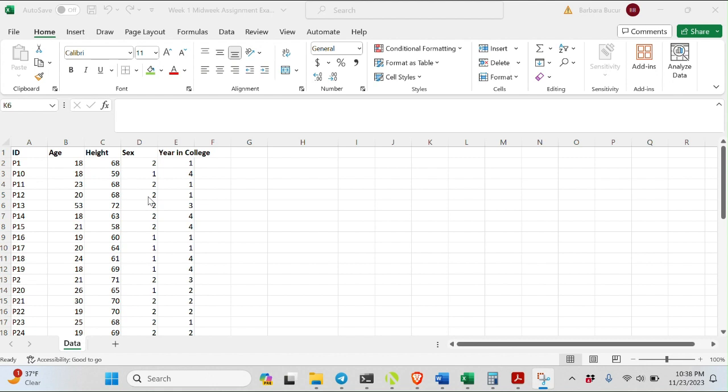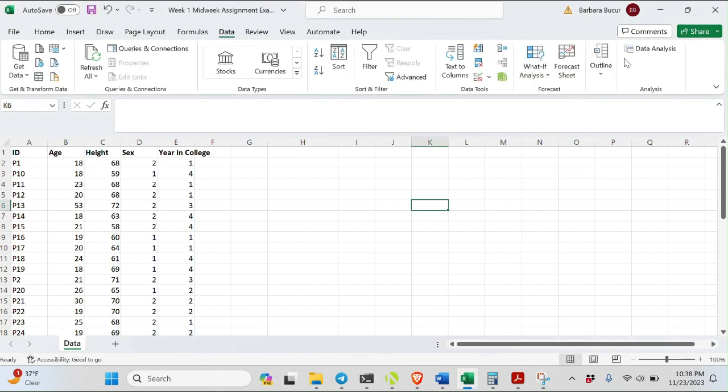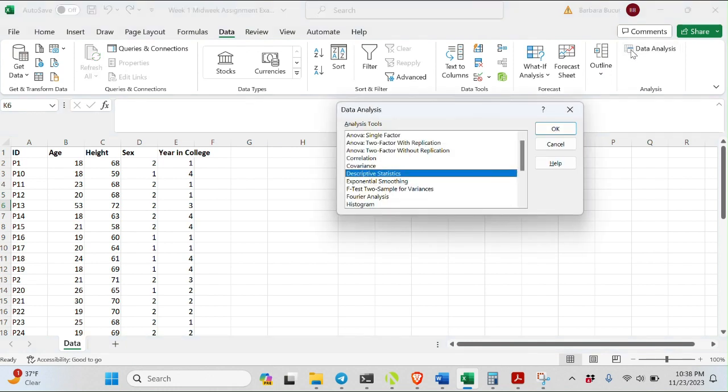data. Now you should already have the descriptive statistics for age calculated, so you may not have to do this step. But if you didn't save that or you did not do it, you need to calculate the descriptive statistics for age. So you would click Data, and then Data Analysis, and then that's going to be Descriptive Statistics, and click OK.